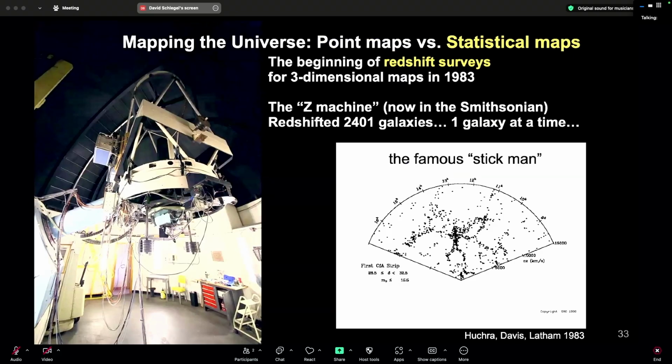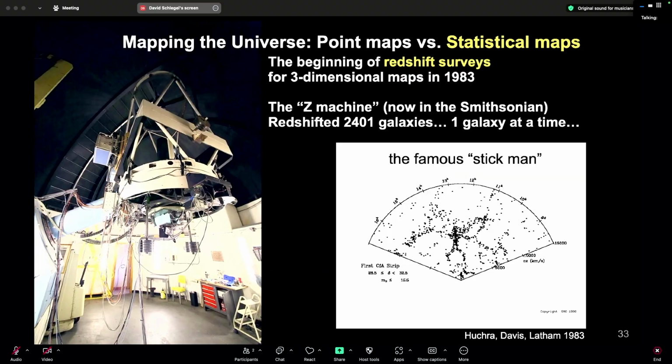Okay. Now I'm going to move on to the statistical maps. So this is redshift surveys. These pictures here, this is the first real cosmological redshift survey map being made. This was done with a custom-built instrument in the early 1980s called the Z machine, which you can actually find now in the Smithsonian. It's not very impressive, but it produced an impressive map at the time.